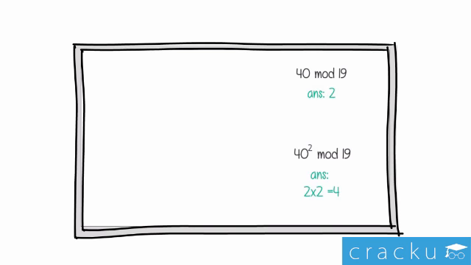Now suppose we have to find the remainder when 40 squared is divided by 19. Using the multiplicative property that we just learned, we could split the numerator into (40 mod 19) × (40 mod 19), the whole mod 19. This equals (2 × 2) mod 19, which is equal to 4. So these two problems were fairly straightforward.